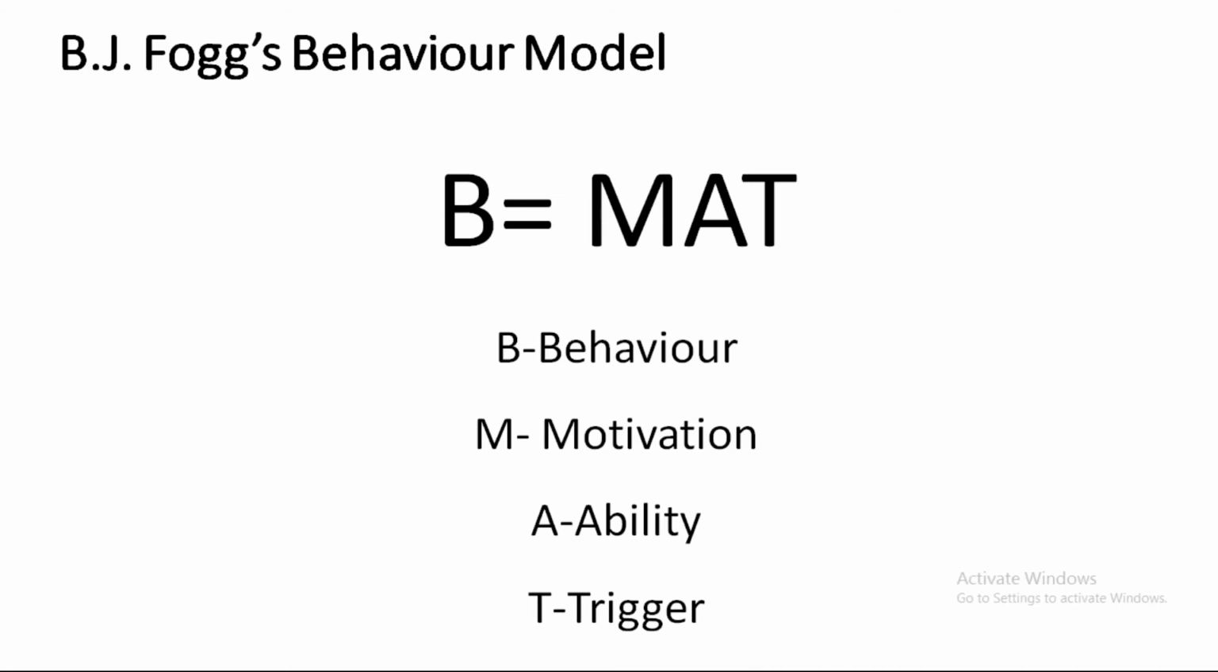There is a very famous behavior model that some of you may be familiar with. BJ Fogg, a very famous researcher, organizational behavior expert, and learning expert, has come up with this beautiful model called B equals MAT. B stands for behavior, M stands for motivation, A stands for ability, and T stands for trigger.